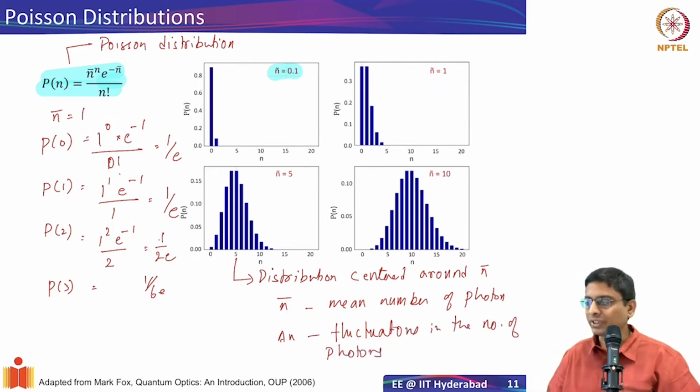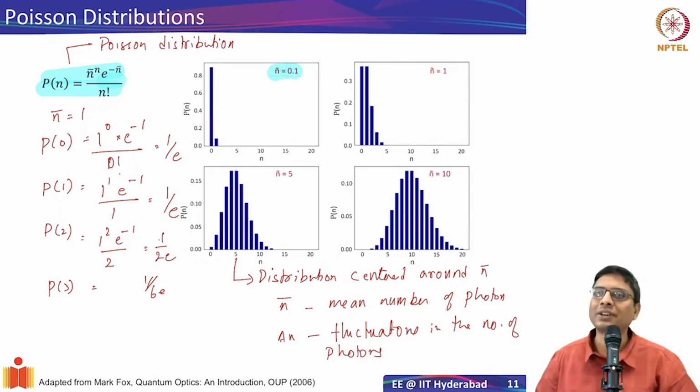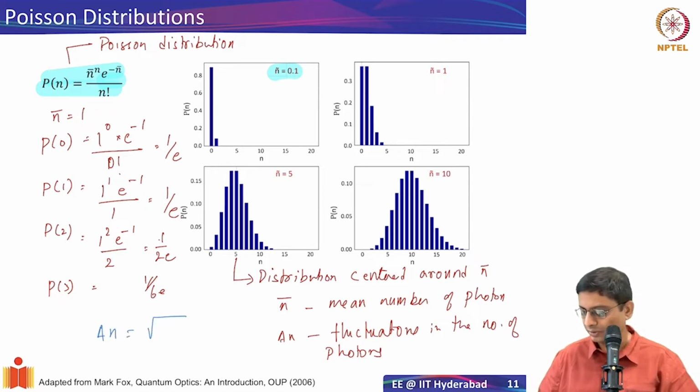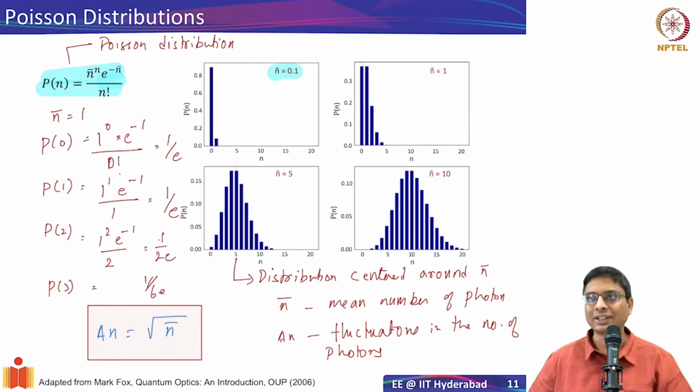Okay, and a Poisson distribution has a very characteristic feature that the fluctuation is going to be the square root of the average number. So that is a characteristic feature of a Poisson distribution. So delta n is going to be the square root of n bar. So all the graphs here are plotted with that assumption.